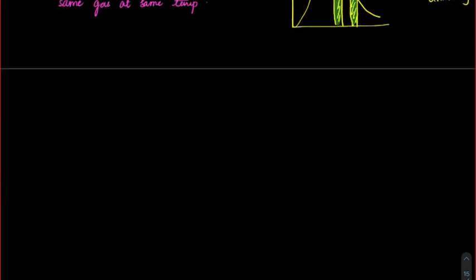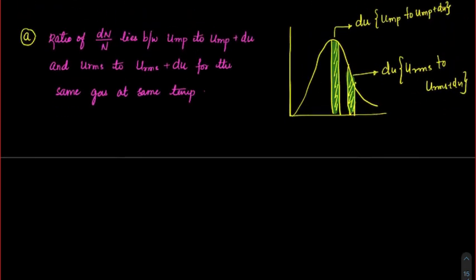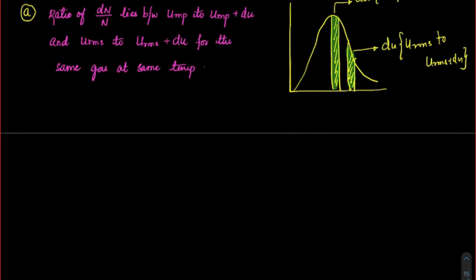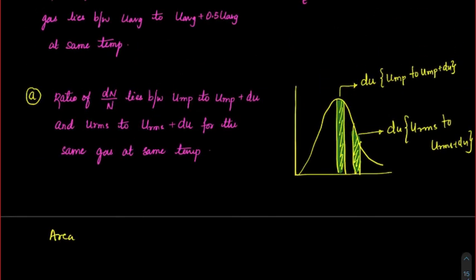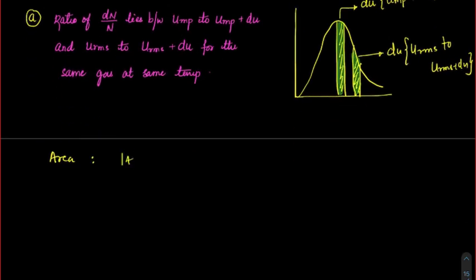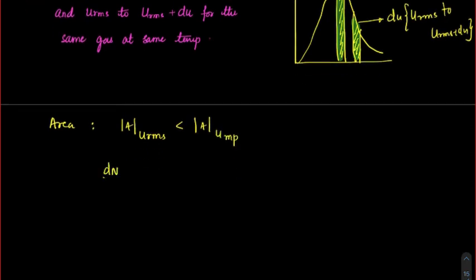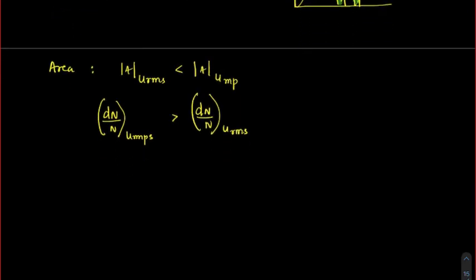So I will use that important conclusion here, that what we could see is that the area of u_RMS will be less than the area covered by u of most probable speed. So I can say that the fraction of particles coming due to most probable speed would be more than that of the fraction of particles due to RMS. So now I need to take the ratio here, correct?